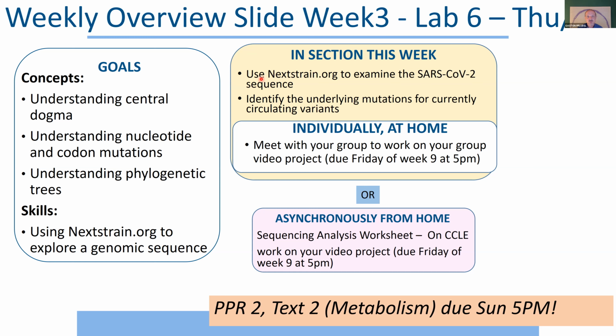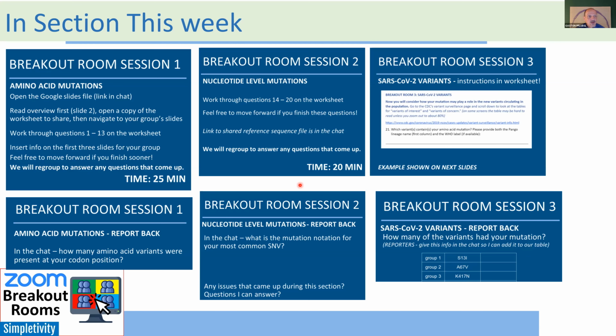So in section, you're going to use Next Strain to examine the SARS-CoV-2 sequence, its DNA sequence. And then you're going to look at the mutations for different variants. So each of your groups gets assigned one of the variants. And then asynchronously, you have a similar assignment at home, and I have a slide for this. And it's due Sunday. Sorry, this is wrong. Sunday, next week Sunday. And then also the PPR2 and the text2 are due next week Sunday. I'm going to correct that.